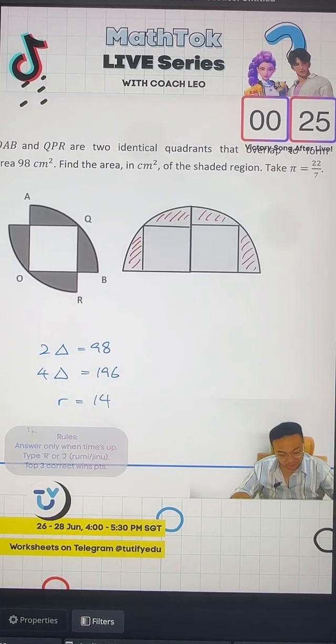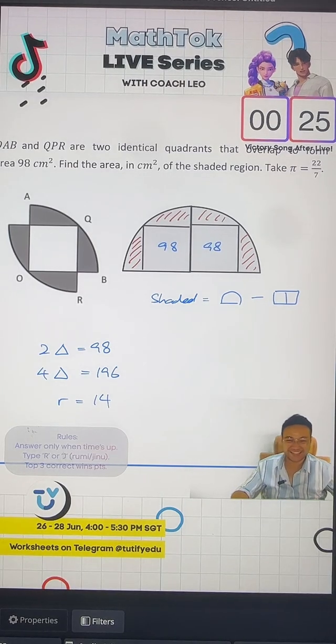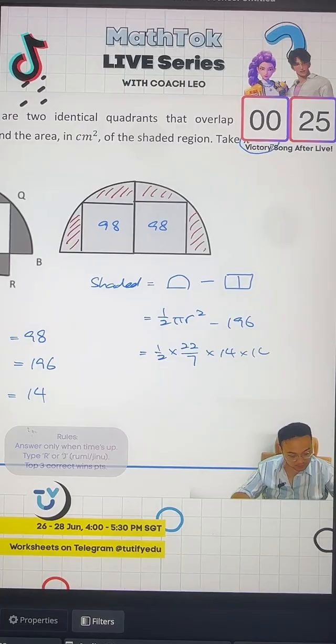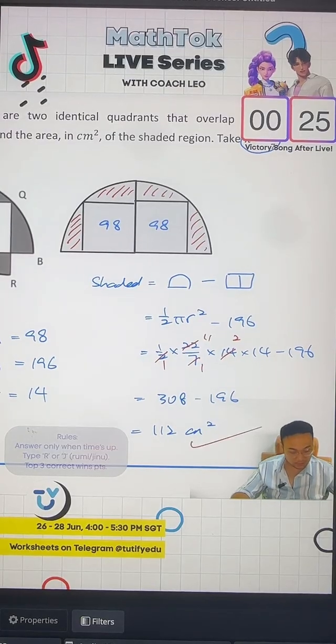So students, you only want to find the shaded region here. If you want to find the shaded region, all you need to do is take the semicircle minus the 2 squares, 98 and 98. They already told you the square is 98. So easy. We just need to take half pi r square, which is the area of the semicircle, minus 196, which is 98 times 2. Half times pi, which is 22/7, the question already said so, times the radius 14 squared, minus 196. Let's simplify it. Divide by 2, divide by 7, and 11 times 2 times 14 is 308, minus 196, and we have 112 cm squared. There we go.